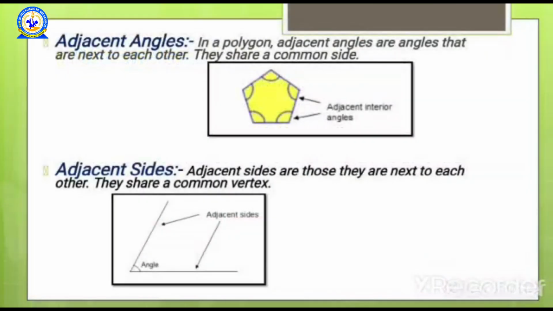The next is adjacent angle. Adjacent means next to each other. In a polygon, adjacent angles are angles that are next to each other. You can see in the figure through the arrow, angles next to each other are called adjacent angles. They share a common side. Adjacent sides are also next to each other, and they share a common vertex. But adjacent angles share a common side.